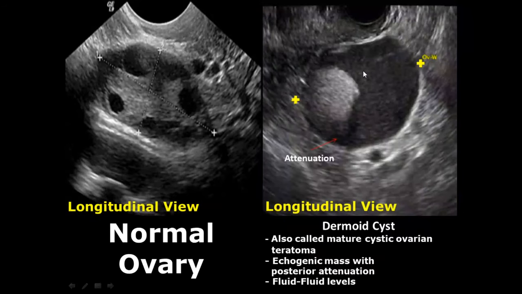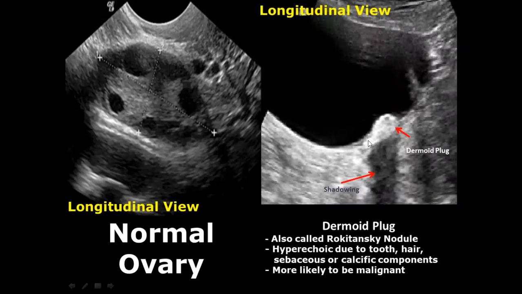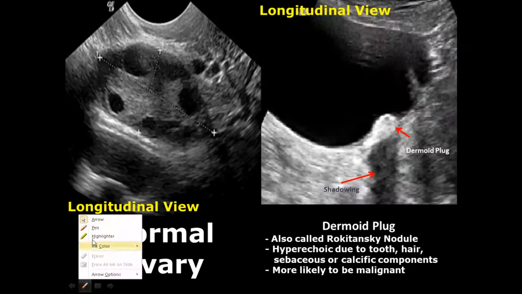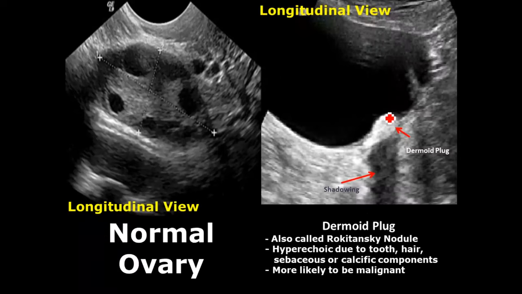Dermoid cysts, also called mature ovarian cystic teratomas, are echogenic masses with attenuation, and they also have fluid levels. These are two different fluids with different densities. The dermoid plug, also called Rokitansky nodule, is a hyperechoic structure due to hair, tooth, sebaceous or calcific component. It is more likely to be malignant.